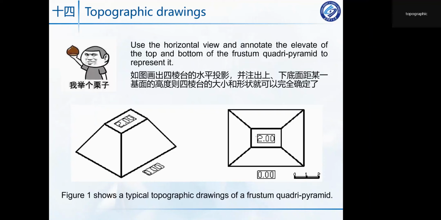So if I get this map, this figure, I can draw the real things. I can draw the real things. And that is the example.